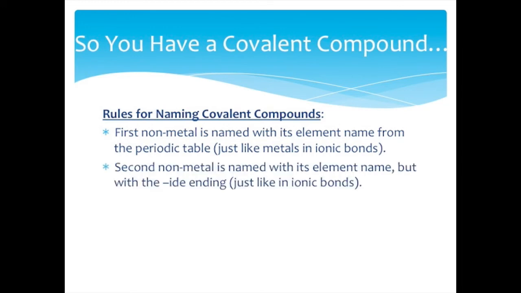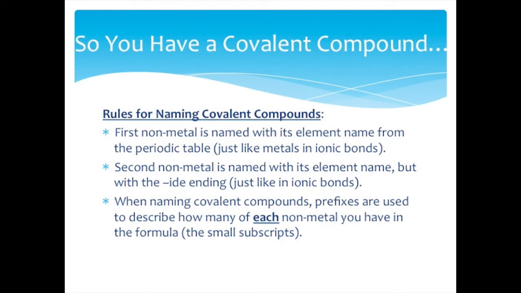The second nonmetal, or the second half of the chemical formula, is named with its element name with the IDE ending, just as the nonmetals were in ionic bonds. This time around, there's no polyatomic ion, so we don't have to worry about that. However, we do have to worry about the prefixes. Now the subscripts matter because these chemicals can bond in different ways. So the small subscripts that you see in formulas, now we have to represent those by naming the prefixes.